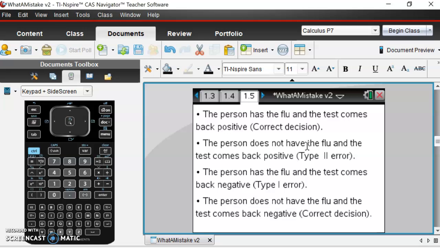Sorry. The person has the flu, and the test comes back negative. That's a type 1 error. It means they made a mistake. The last option that happened, the person does not have the flu, and the test comes back negative, which is what should happen. That's a correct decision. See, there are 4 different things that can happen whenever you're doing any kind of testing. Okay, and this puts type 1 and type 2 errors in a context in which you can understand.